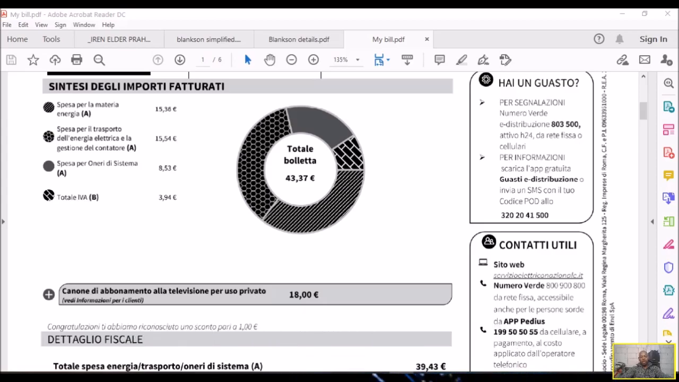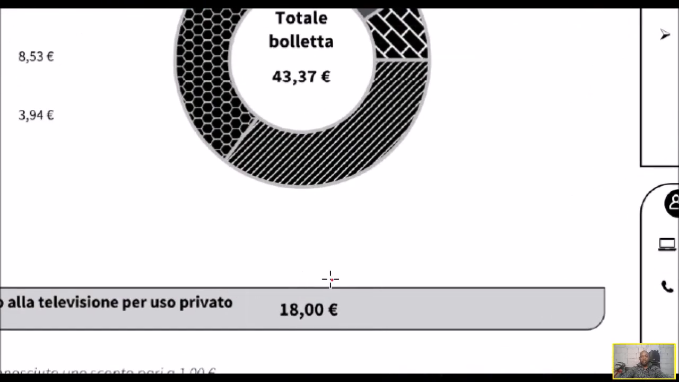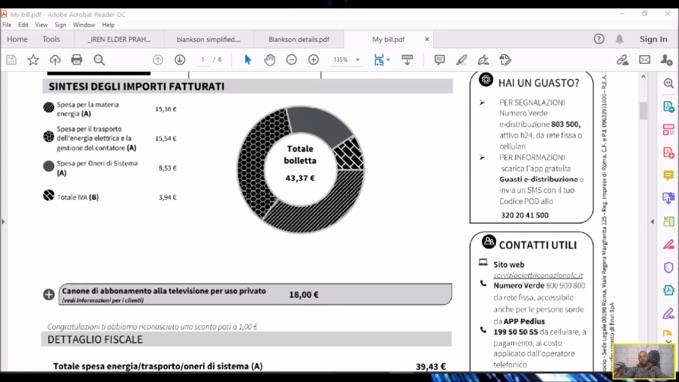Please bear in mind that the government added the television bill for private use to all electricity bills. This 18 euros here, since the bill comes every 2 months, every month of the television bill is 9 euros. So for 2 months it is 18 euros, and they always add it to your light bill. My actual light bill is 43.37, then plus 18 euros gives a total of 61.37.